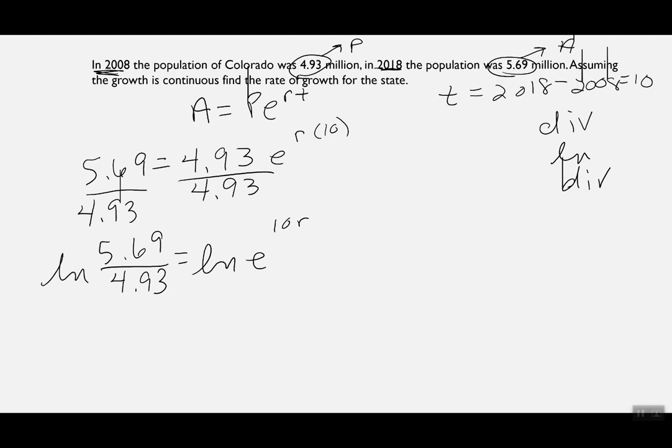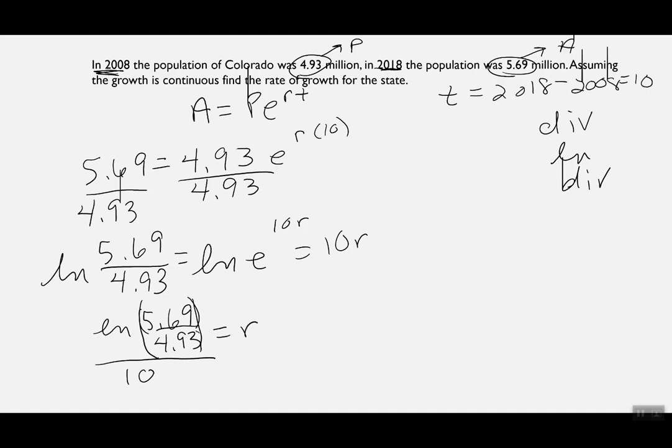Okay. The natural log of e to the 10r is just going to be 10r. So now I can divide by 10. So I have the natural log of 5.69 over 4.93. So that whole fraction, I'm taking the log of. And then I'm going to divide that by 10, and that's going to give me the rate of growth.